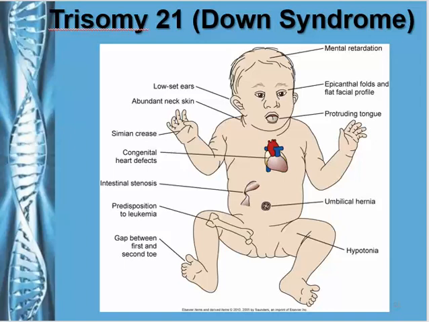Usually it's minor. They often will have umbilical hernias, stenosis in the intestines, maybe some problems with blood cell production in their bone marrow, a gap between the first and second toe. Hypotonia means flaccid muscles. Oftentimes the tongue is too big for the mouth, so they tend to have a protruding tongue and drool. Not necessarily all of these things are present.